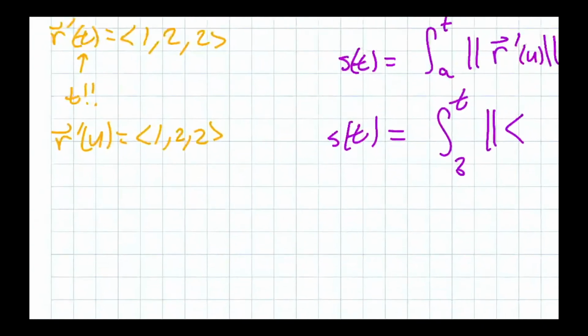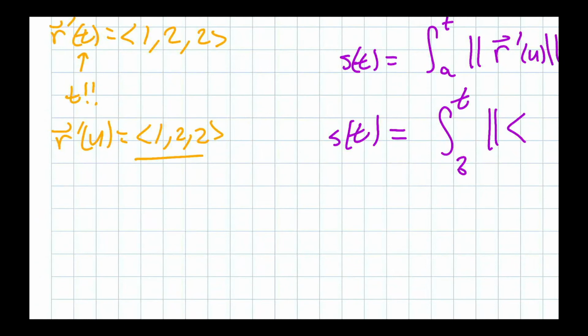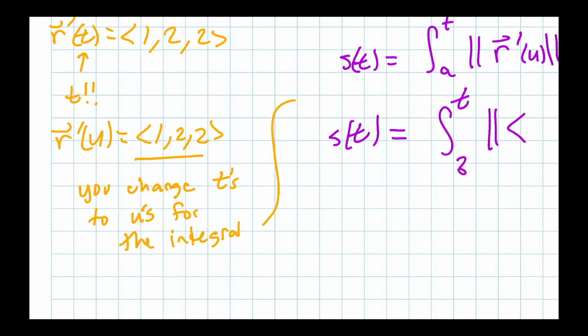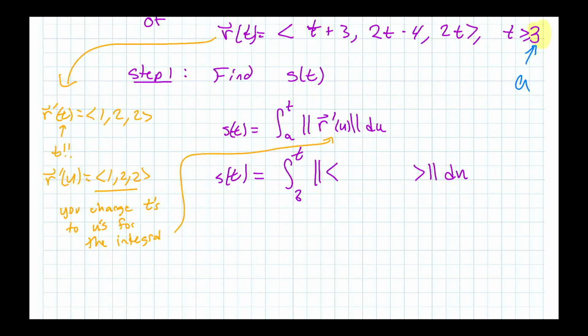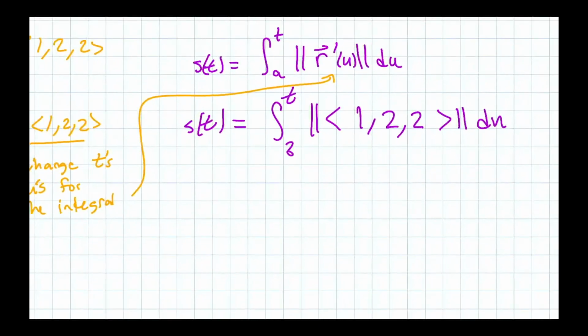But technically, you change t's to u's for the integral, because it's got a u. Now, there aren't any to change, so we don't have to do that here, but in general, you do. So 1, 2, 2. So you do that.